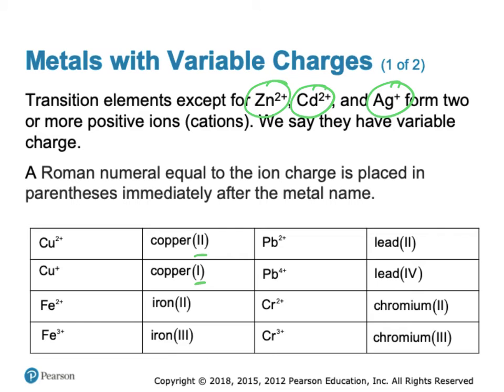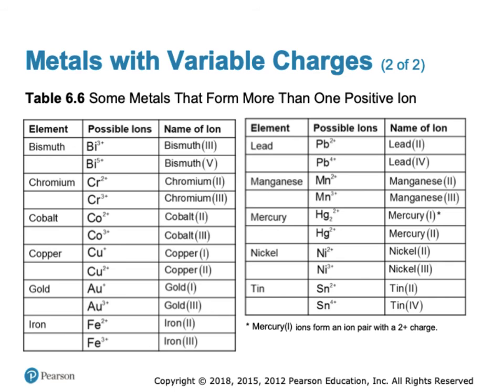Iron forms iron 2+ and iron 3+, which is iron (II) and iron (III). Lead can form 2+ or 4+, so we have lead (II) and lead (IV). And here we have chromium forming 2+ and 3+, so chromium (II) and chromium (III). Table 6.6 lists some metals that form more than one positive ion. All of these metals are found in that transition metal block. Those were the groups with the B's after them.